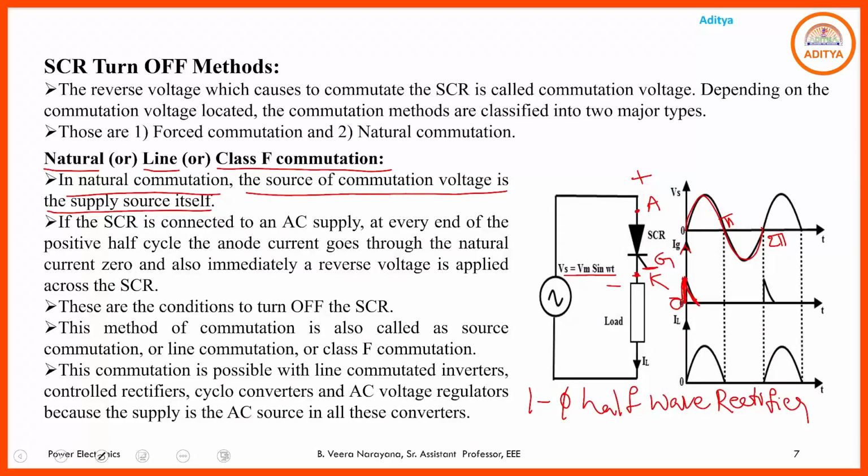At which instant do we provide the gate current? At t equals 0. So from this instant, from time t equal to 0 to pi, the SCR will be in the on state. SCR in the on state means the switch will be closed and the current flows through the circuit like this.